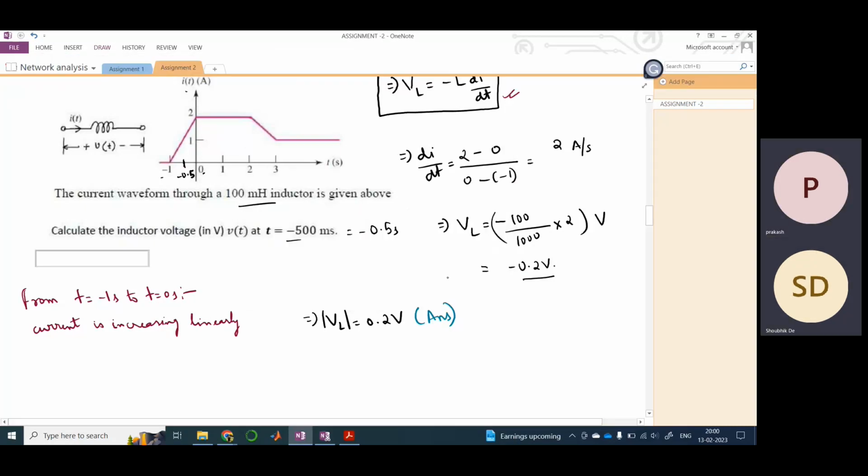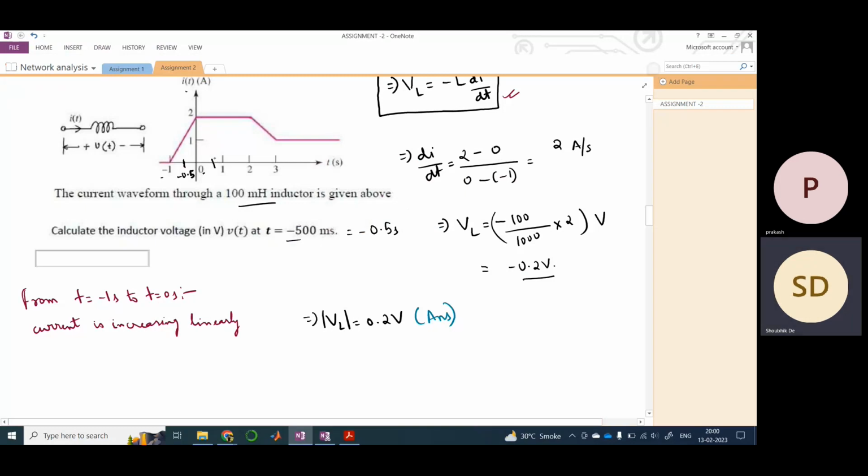Just remember that this is a straight line, a linear line, and di/dt over any point on this line would be constant. So it really doesn't matter whether they tell you to find out 500 milliseconds. What's important is that you need to find out where this 500 millisecond lies. If they told you plus 500 millisecond instead of minus 500, then it would be somewhere around here, right?